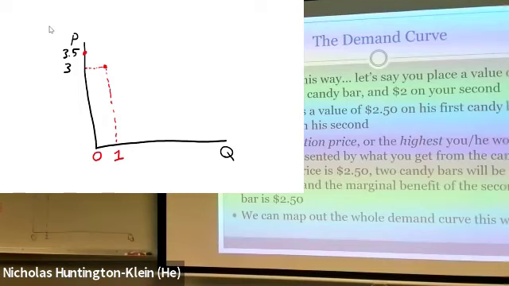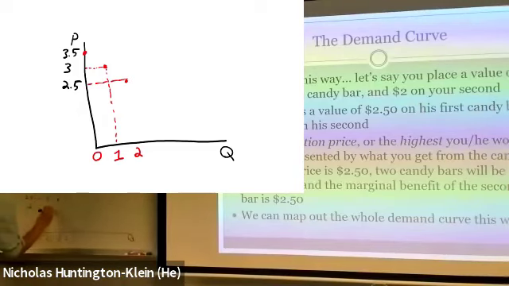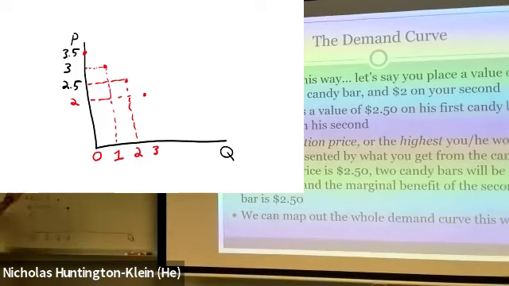$2.50. How many units are we going to sell? 2. I think you know where this is going. How many units are we going to sell at $2? 3. And then finally at $1.50. There we go.